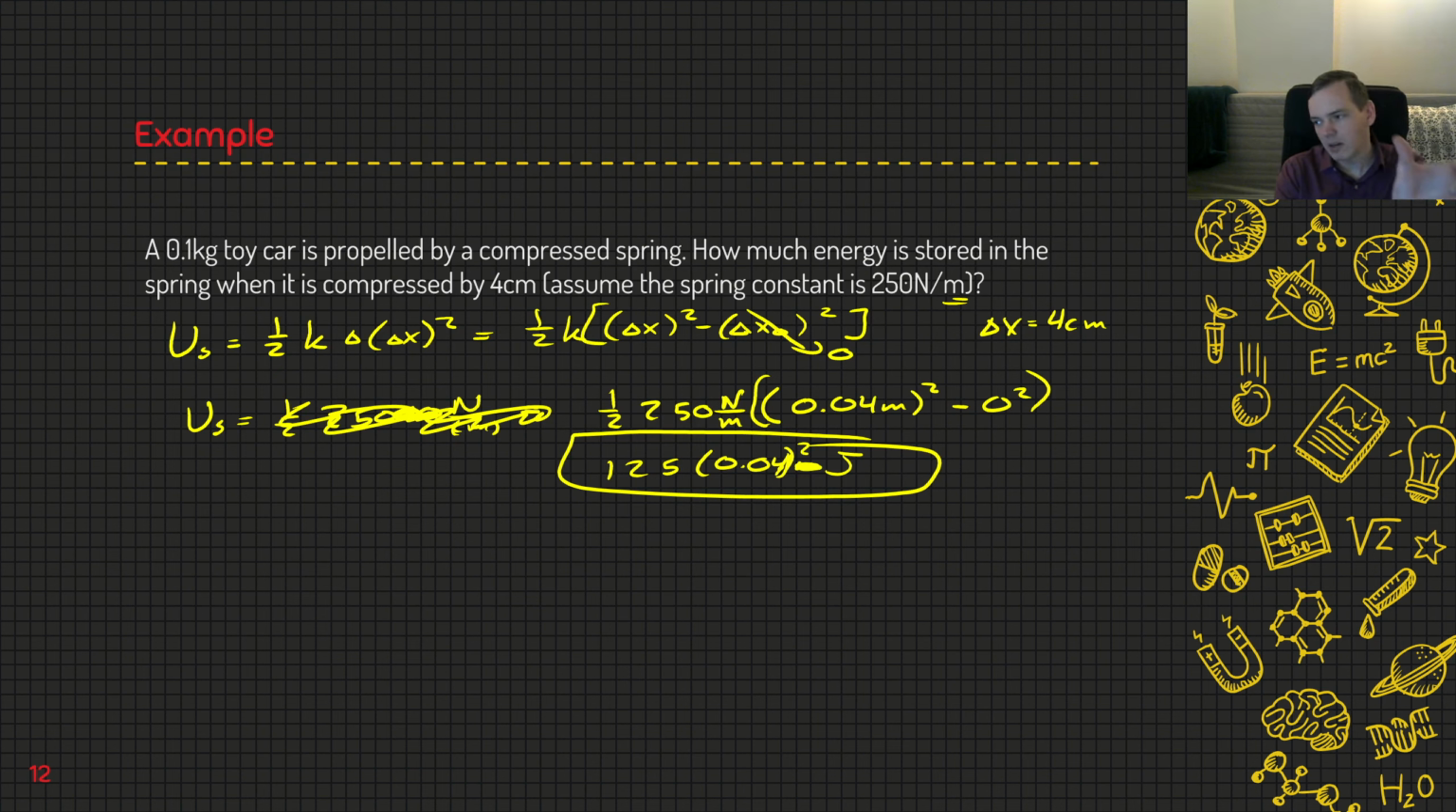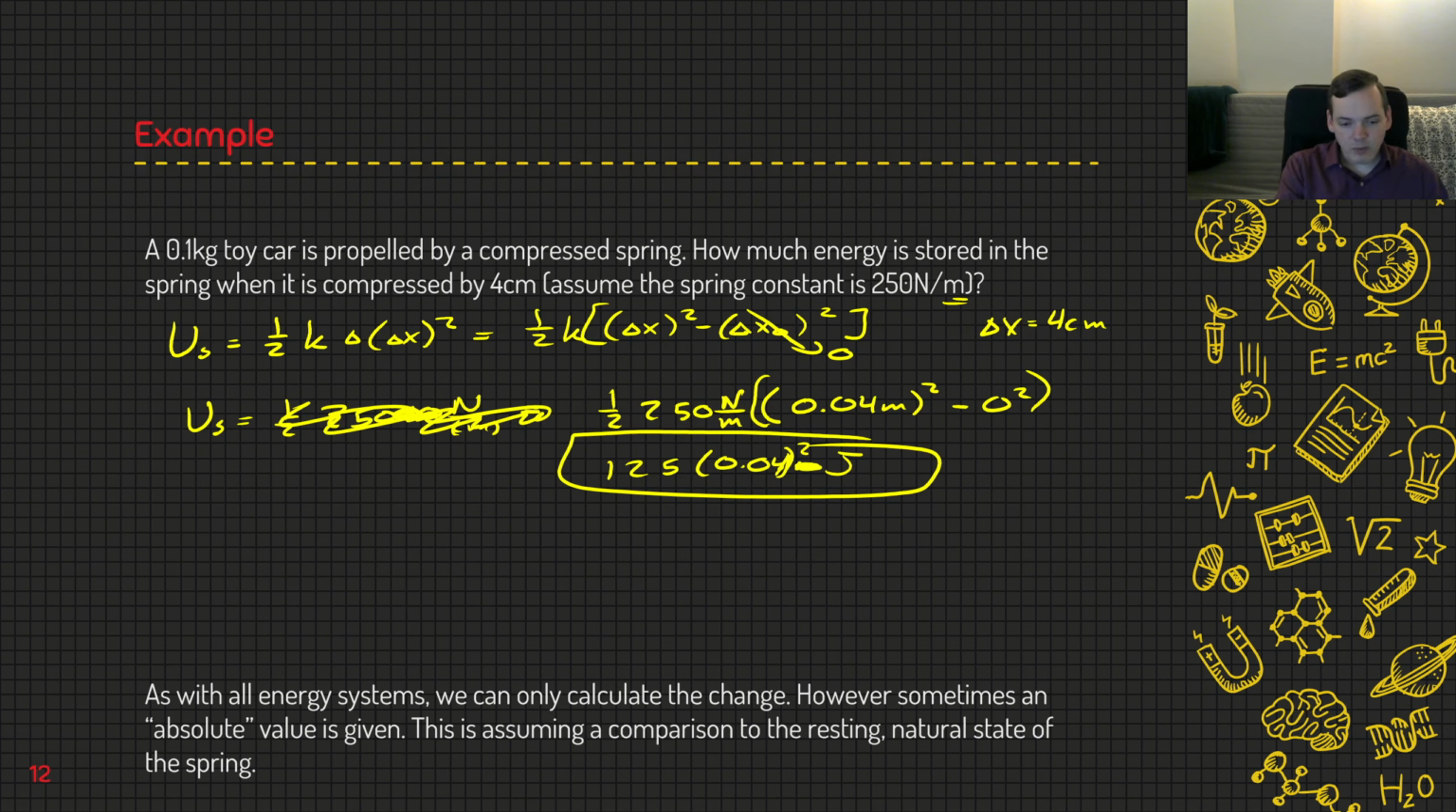So from going from not compressed to compressed by 4 centimeters, that's the change we expect. As with all energy, we can only calculate change. Sometimes you'll see an absolute, and that's comparing to the resting natural state of the spring. So we might say there's this much energy stored in the spring at this moment. Now technically we can't say that, but what we're implying is, compared to when it was just naturally at rest, how much more energy is associated with the current arrangement. Let me know if you have questions about that, but otherwise we'll move on.